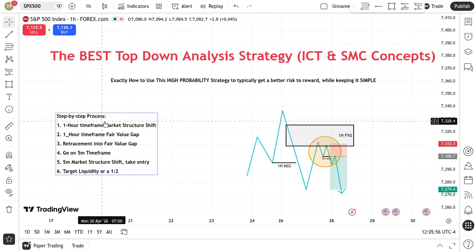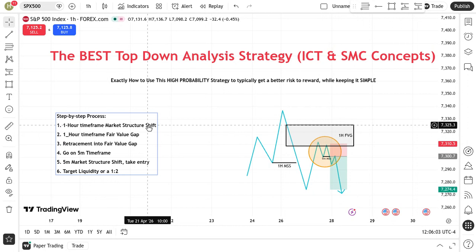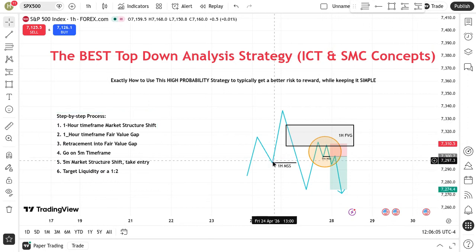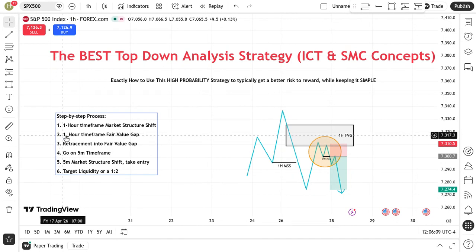This step-by-step process is the first step, 1 hour time frame, market structure shift. You look for a market structure shift on the 1 hour time frame. As you can see right here, we have a 1 hour market structure shift. The second step is you look for a 1 hour time frame fair value gap.